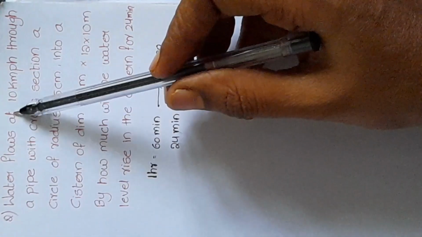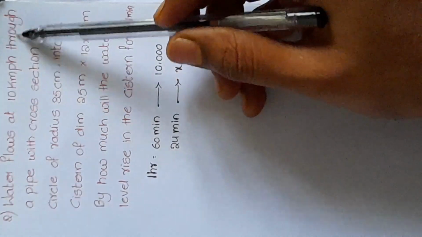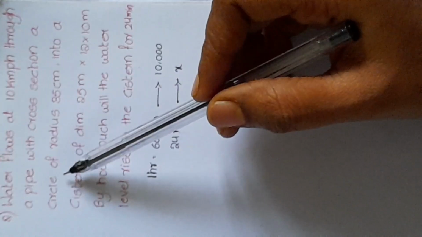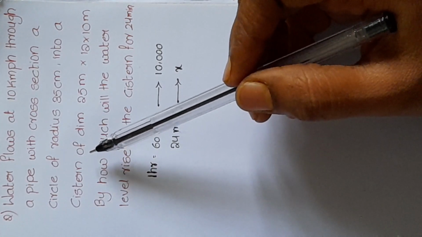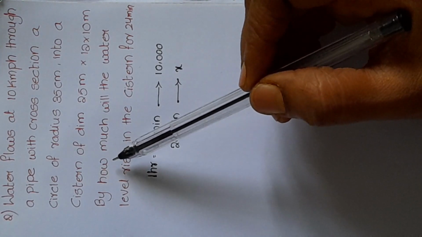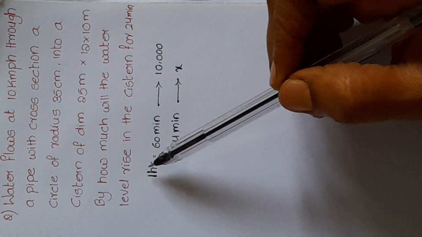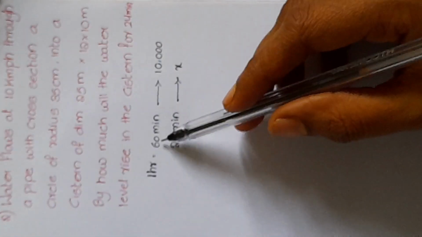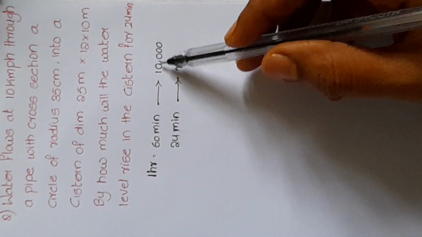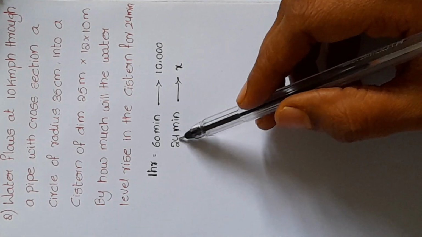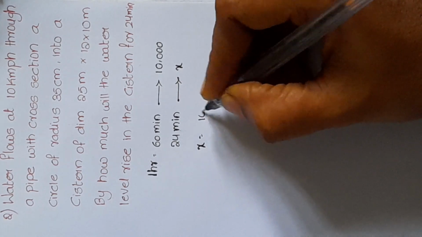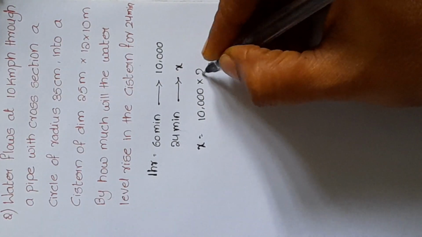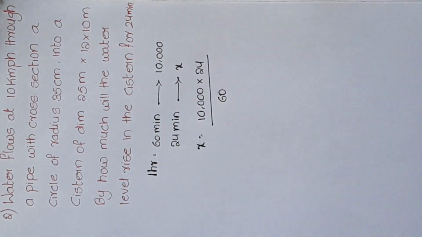Second question. Water flows at the rate of 10 km per hour through a pipe with cross section a circle of radius 35 centimeters into a cistern of dimensions 25 meters into 12 meters into 10 meters. By how much will the water level rise in the cistern for 24 minutes? For 1 hour, that is 60 minutes, the water flows is 10,000 meters per 60 minutes. So for 24 minutes, the water flow is x. So x is equal to 10,000 into 24 by 60.